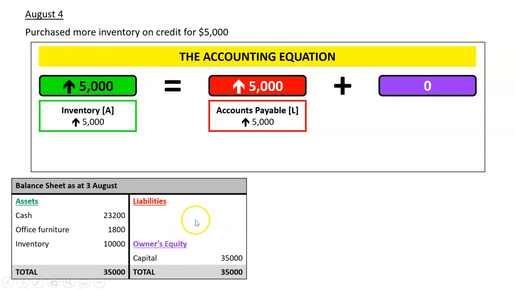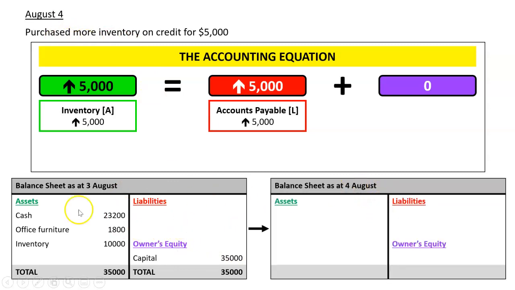So let's update this to the 4th of August. Let's start with the cash. It was 23,200. Nothing happened, so we'll put it in as it was. Office furniture was 1,800. Nothing happened with that. Put that in. This is the first one that's going to change. It says inventory was 10,000. I bought another 5, so that should be 15,000.